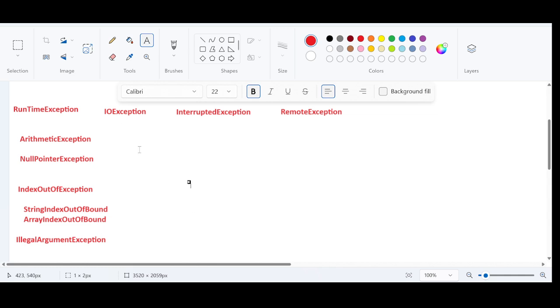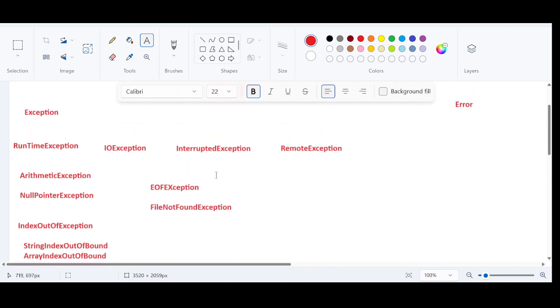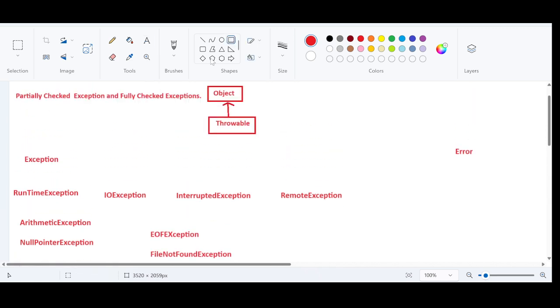Okay. And again under IOException, let us take two examples, two subclasses under IOException. One is EOFException. EOFException is nothing but the end of file exception. The second one is FileNotFoundException. Right. If I draw a hierarchy diagram, this is how it will look.